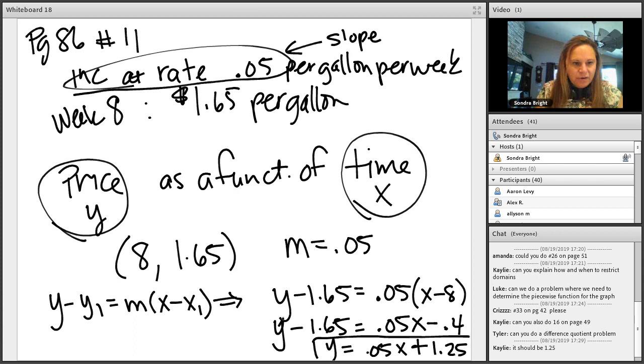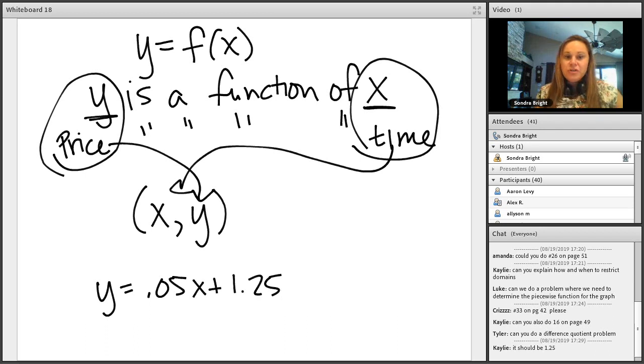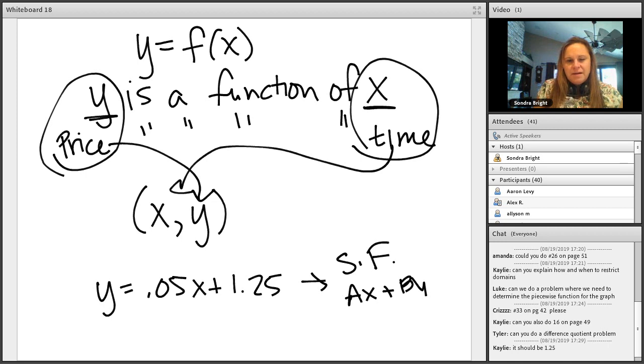Okay, so we've got that. I'm going to go to the next slide. I've got y equals 0.05x plus 1.25. You need standard form. Standard form would be ax plus by plus c equals 0. And then your a needs to be positive and no fractions, which means no decimals.